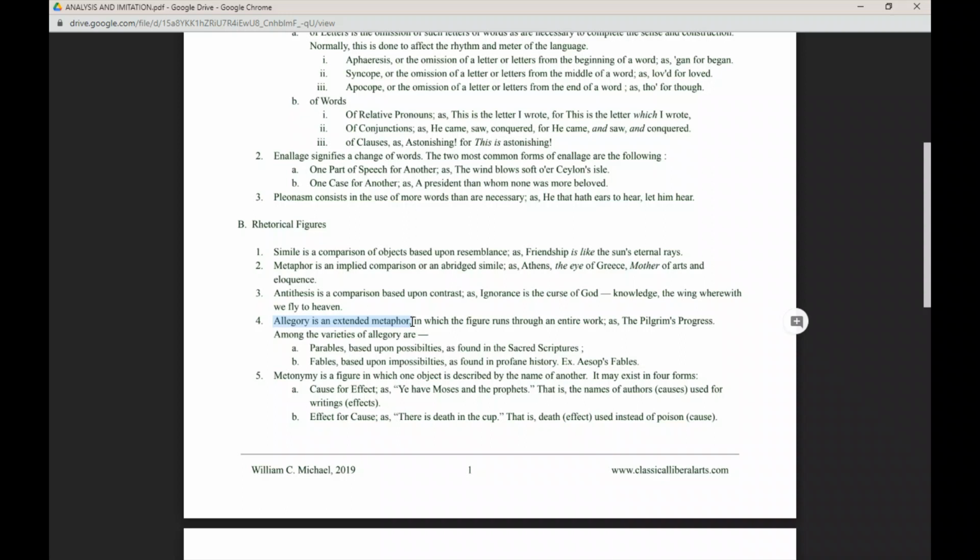And they use The Pilgrim's Progress as an example. That's a Protestant book that you might not be familiar with. The whole entire book is an allegory of the Christian life. We're given 2 examples of allegory, parables. We have good examples of these obvious in the Gospels.